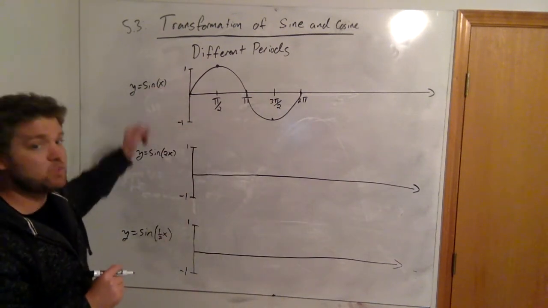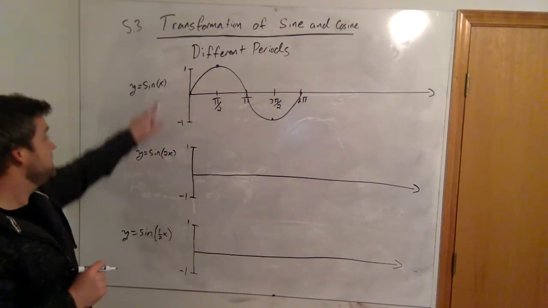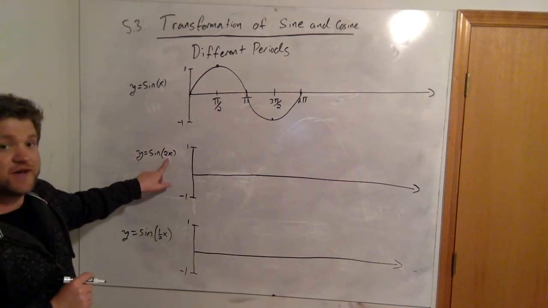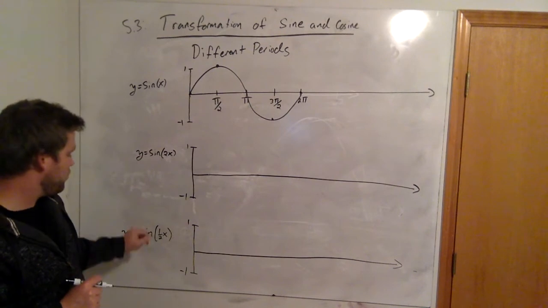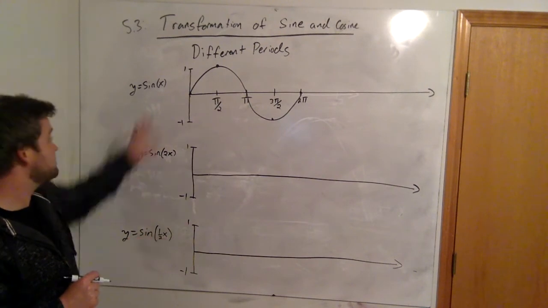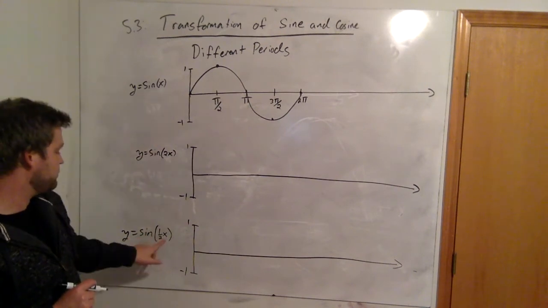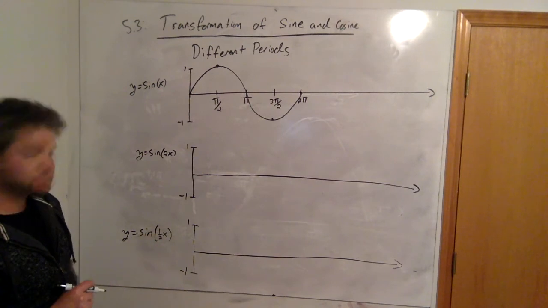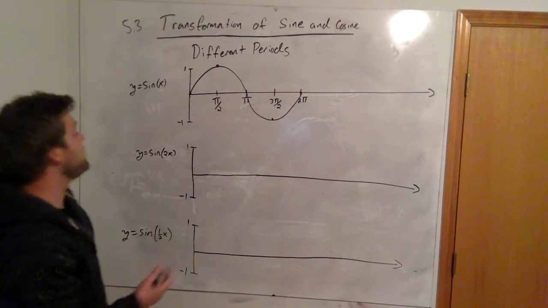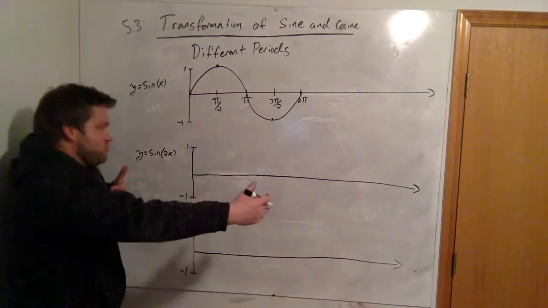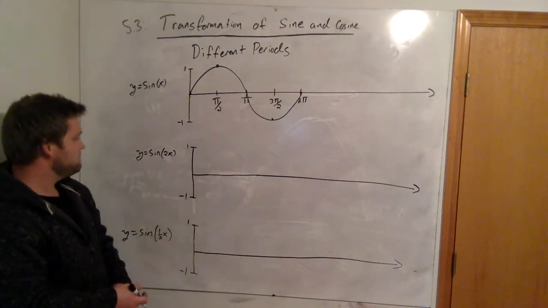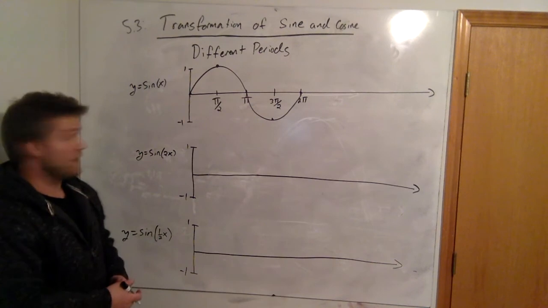So let's examine what happens if I multiply x by a number. What if I have a 2x inside of sine? What if I multiply the x value by 2? Or what if I have a 1/2 x inside of sine rather than x? Or if I multiply the x value by 1/2? Now let's think about what these graphs would look like. Is this going to be more stretched? Is it going to be more compressed? Well, let's think about it.